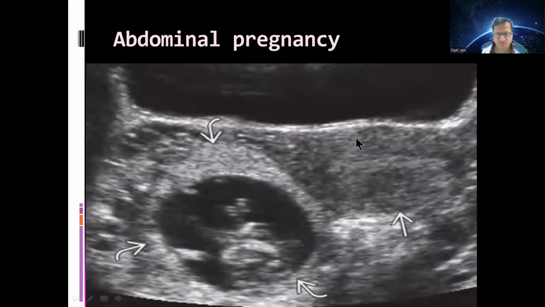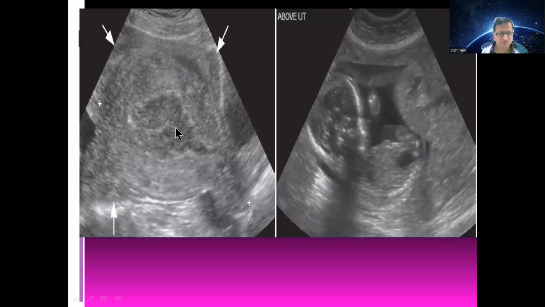So this is a case of abdominal pregnancy. This is the endometrial cavity, the uterus is empty, and there is fluid which is not present in the fallopian tube but in the abdominal cavity. Again, this is the uterus with an empty endometrium, and there is a fetus which is quite large and present in the adnexa, which is actually in the abdominal cavity.